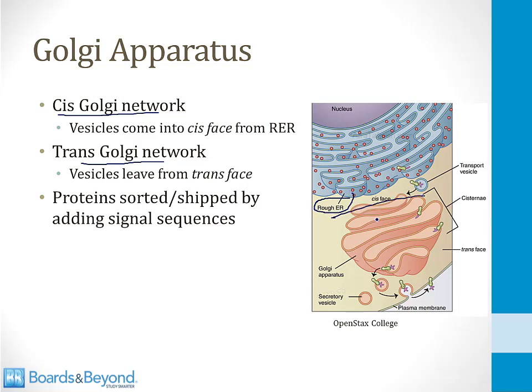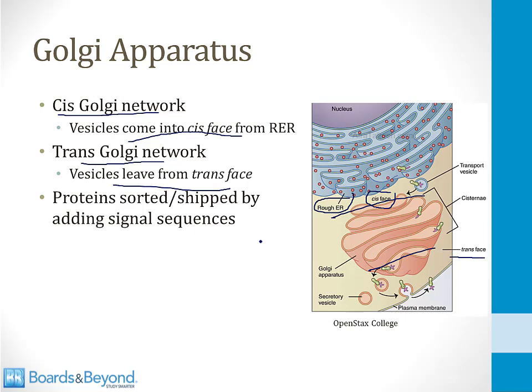This section of the Golgi apparatus here that is closest to the rough endoplasmic reticulum is called the cis Golgi network, and this is called the cis face of the Golgi apparatus. So vesicles come into the cis face from the rough endoplasmic reticulum. Proteins then leave in vesicles from the trans face. So this is the trans Golgi network over here, and this is the trans face of the Golgi apparatus. And vesicles leave from here to go to the plasma membrane or to other places in the cytoplasm.